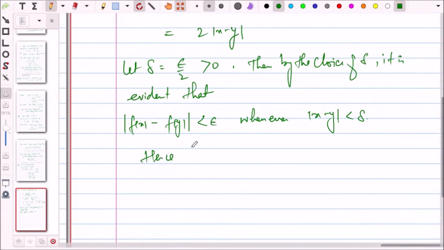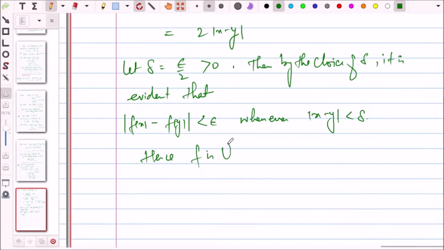Hence, f is uniformly continuous on the real line R.